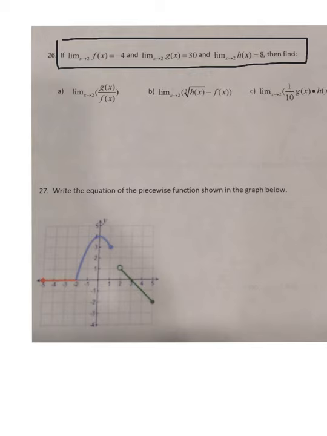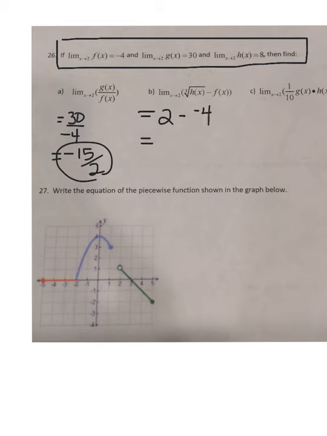Okay, last page. So you can see that I just boxed off the given information and we just have to plug the numbers in. So this should be pretty easy. In part A, you're just going to do 30 divided by negative 4, and we're just going to simplify that, and that's negative 15 halves. B, we are going to do the cube root of 8, which is 2, minus f of x, which is negative 4. And when we simplify that, that's 6.